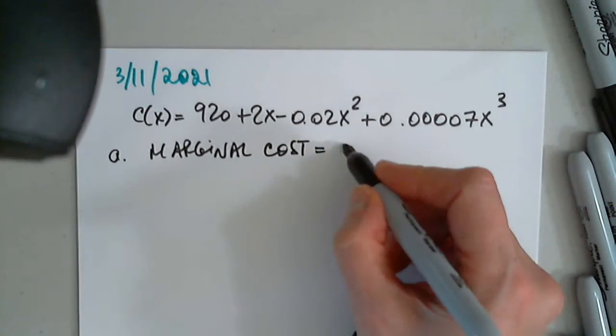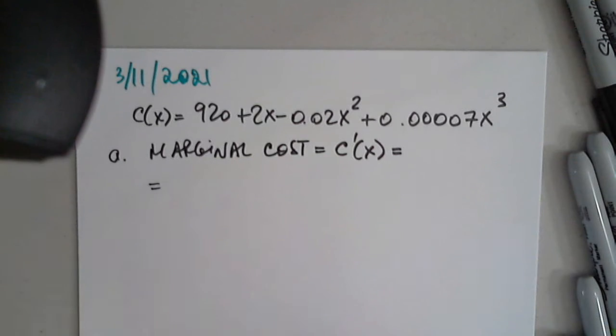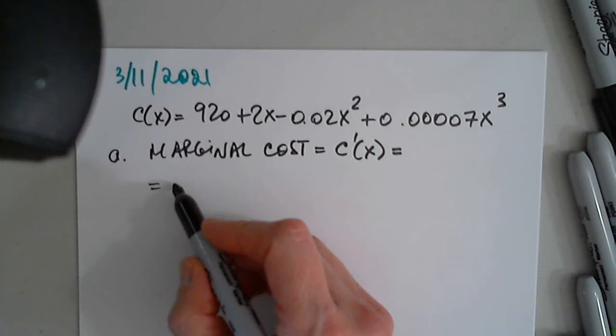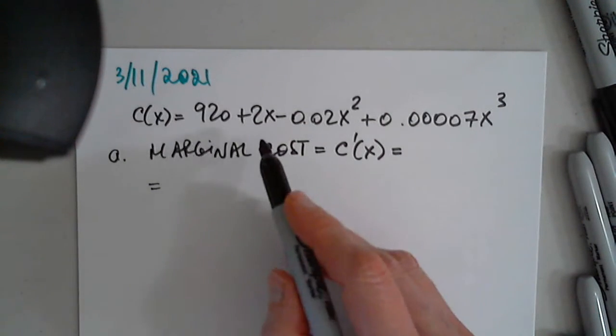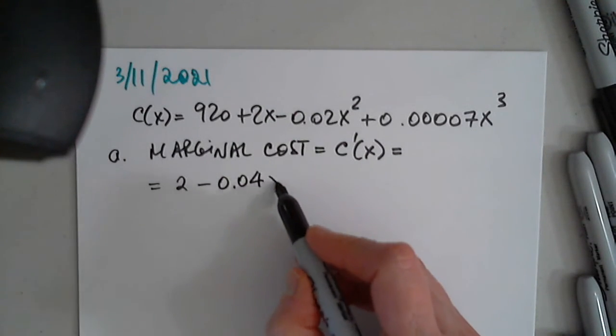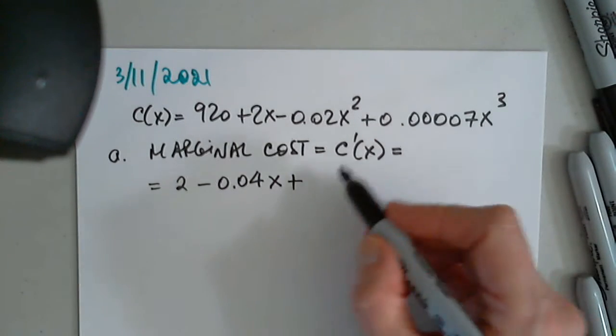Marginal cost by definition is c prime of x. Not a big deal. Can anyone give us c prime of x? Who would like to give us c prime of x? Is it going to be, well, the first constant just turns to 0, and then it's going to be 2 minus... Yep. And then plus 3 times that.